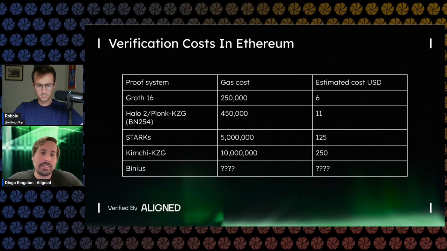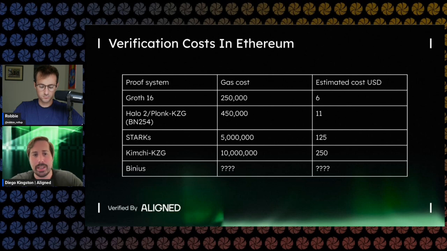But as you can see, the cheapest proof system is Groth16. It costs around 250K gas, which is more or less $6 per proof. It can be less or more, but it's more or less that number. Then if you want to use something like Halo 2, it's nearly double. STARKs are really efficient for proving, but they are super expensive in Ethereum. They are like 20 times a Groth16 proof.